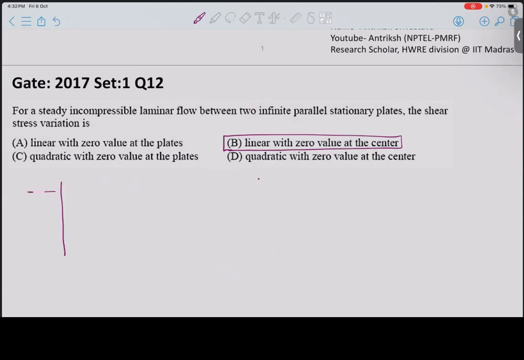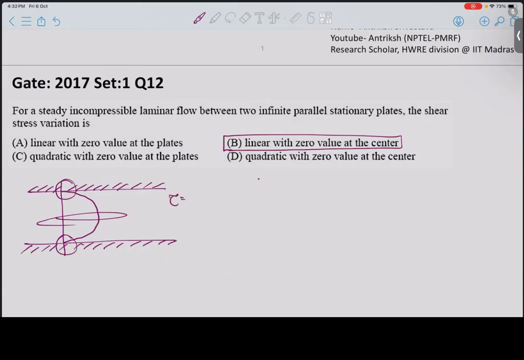Of course we know that friction will be most where the stationary point is, that is the wall, and less where the velocity is maximum. As we know, the velocity profile will be a parabola with maximum at the center and zero at the stationary walls. So the shear stress, given as tau equal to mu du by dy, will be maximum at the wall and zero at the center. But whether it is linear or quadratic, we have to identify.